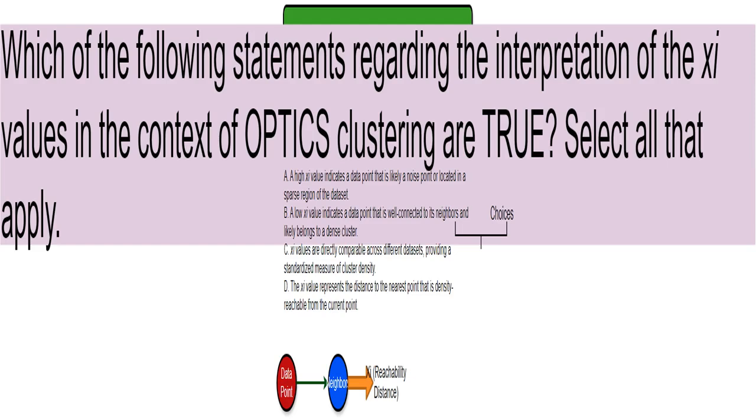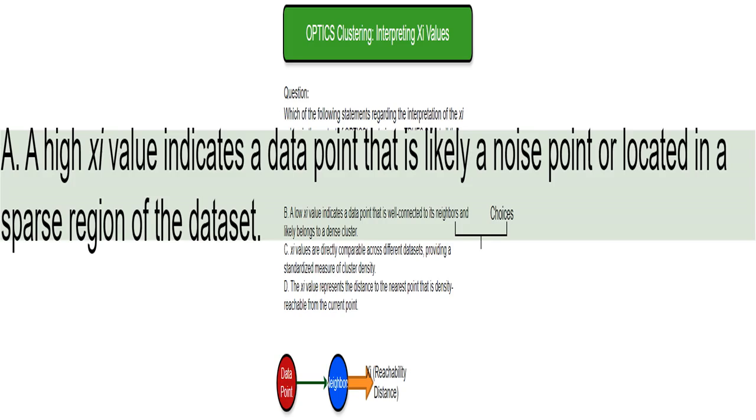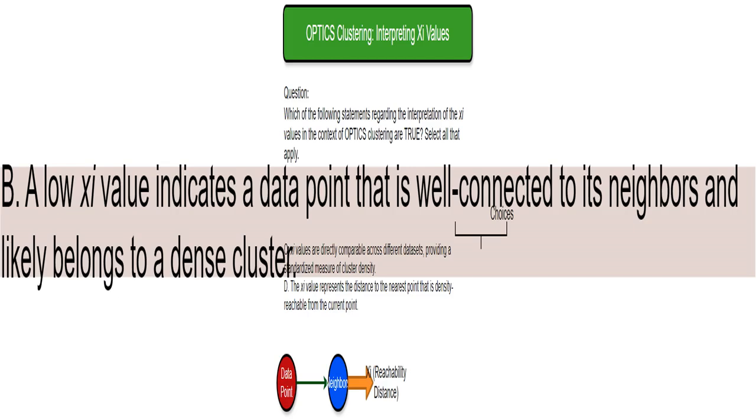Let's dive into it. A high Xi value means a data point is far from its nearest tightly clustered neighbors. This suggests it's an outlier, noise, or in a sparsely populated area. Think of it like finding a single house in a vast desert. It's far from any town or neighborhood. A low Xi value means the point is surrounded by many close neighbors. It is densely packed. Imagine it like living in a crowded city. Many buildings are close together.